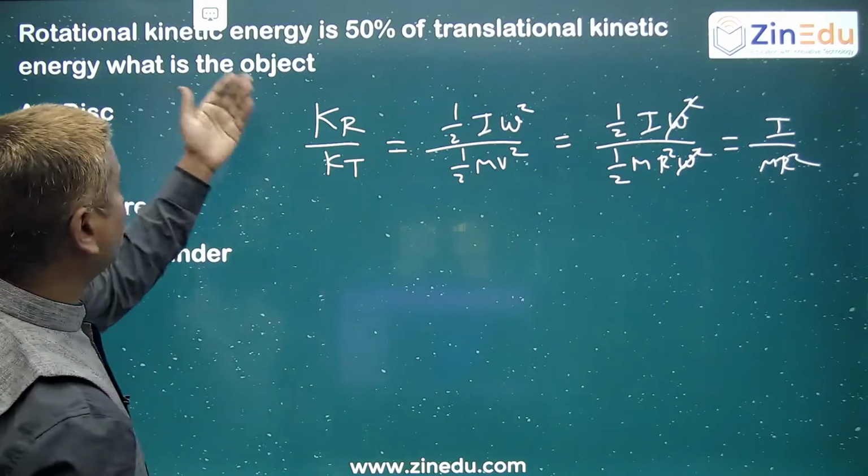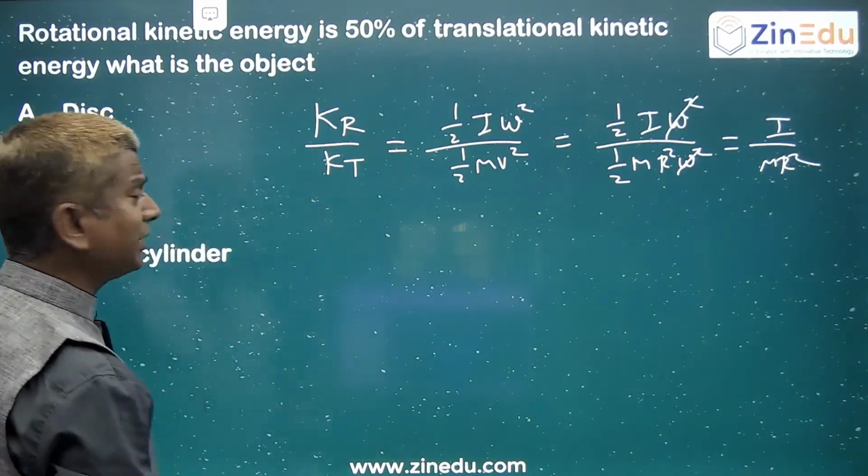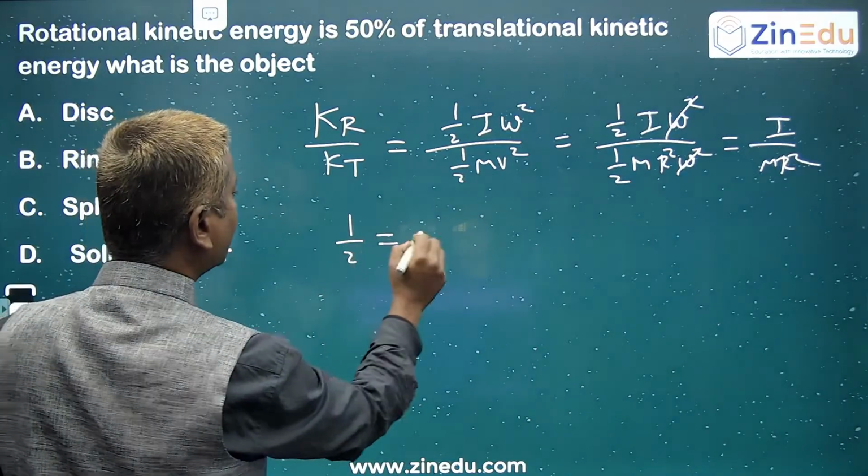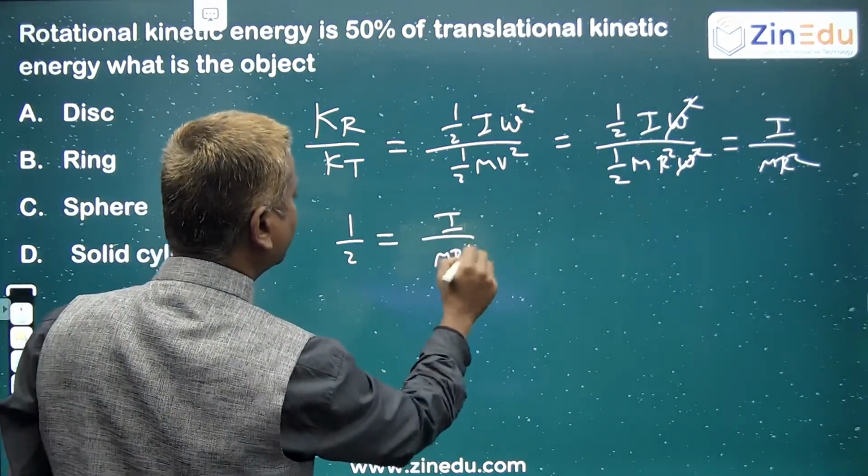And here it is given that rotational kinetic energy is exactly 50% of the translational kinetic energy. So this half is equal to I by m r square. That's it.